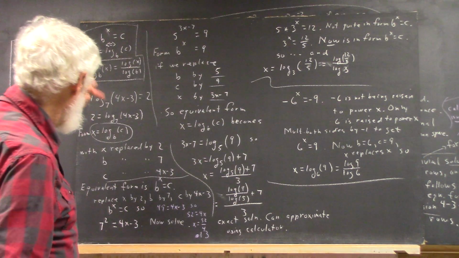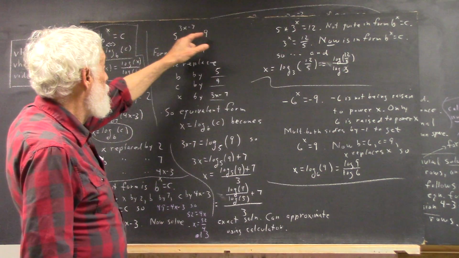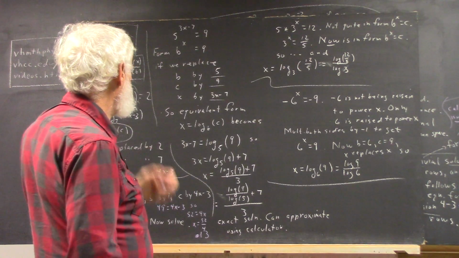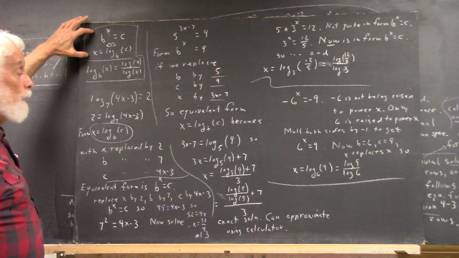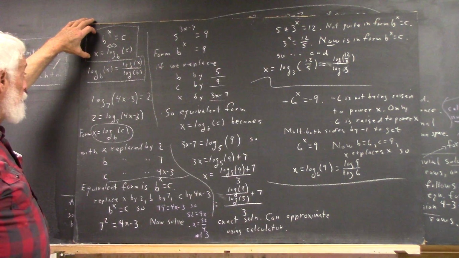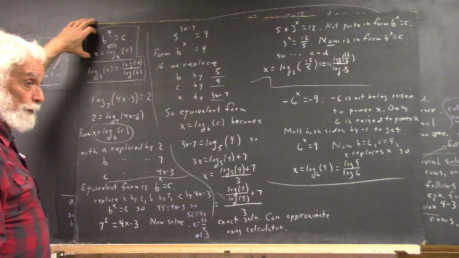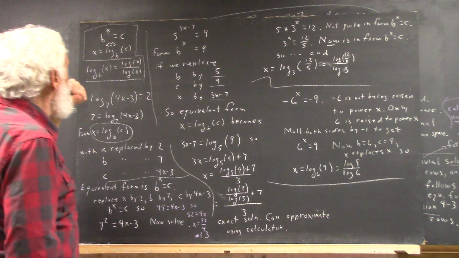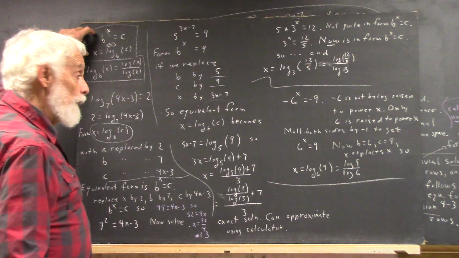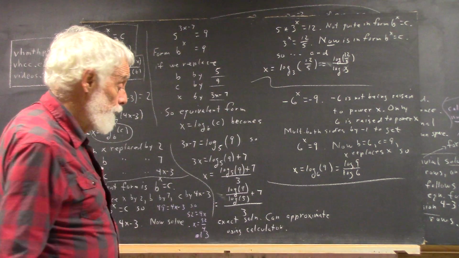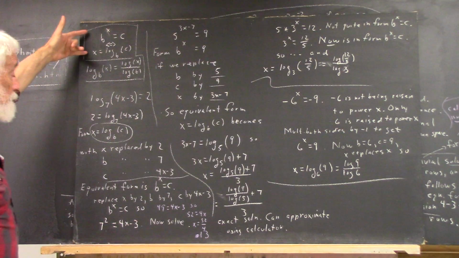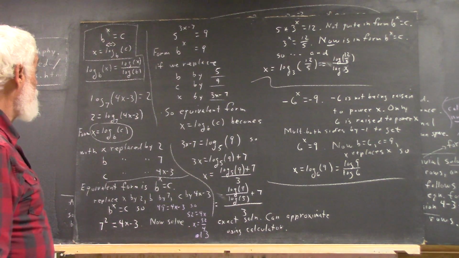Okay, well, now let's take the equation 5 to the 3x minus 7 equals 9. Which of these forms? In the first place, is it in one of these forms? Because if it isn't, then likely none of this is going to help us. If it can't be put into one of these forms, then we can't use this technique to solve the equation.